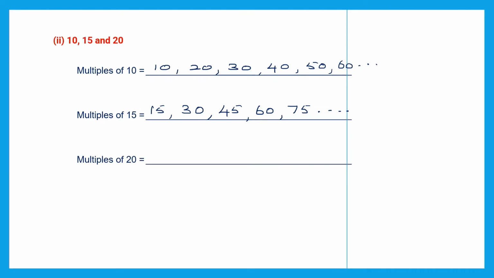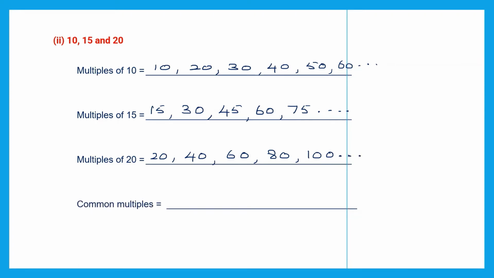Multiples of 20. Now multiples of 20 is easy. It's like writing the tables of 2 with a 0. So 2 ones are 20, 2 twos are 40, 2 threes are 60, 2 fours are 80, and 2 fives are 100. We'll stop with that. Now we need to look out for the common multiples. So let's see, starting with 10, no. 20, no. 30 is there here and here, but it's not there in multiples of 20.